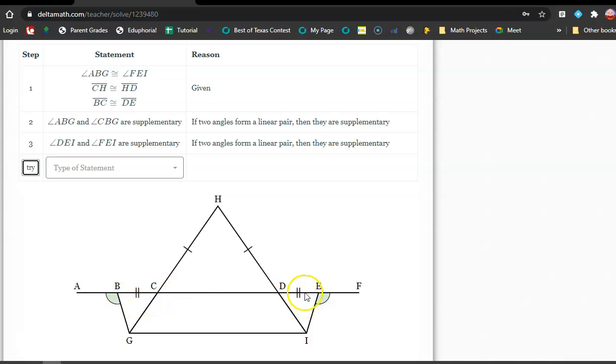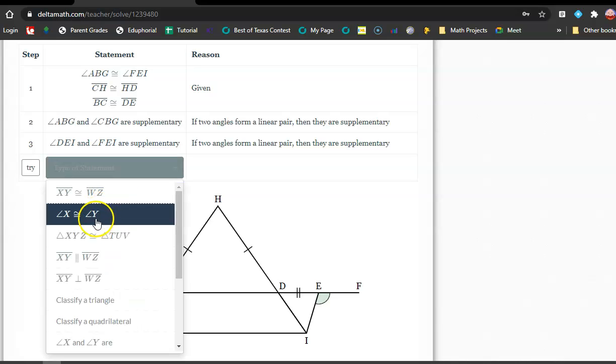Now that I know that those are supplementary and those are supplementary, well, this angle and this angle, those are supplementary to two congruent angles, right? Because these two angles are the same, so whatever you subtract from 180 is going to be the same thing here, and whatever you subtract from 180 is going to be the same thing there. Those have to be equal, so we can say that those are congruent to each other. So we've got congruent angles.